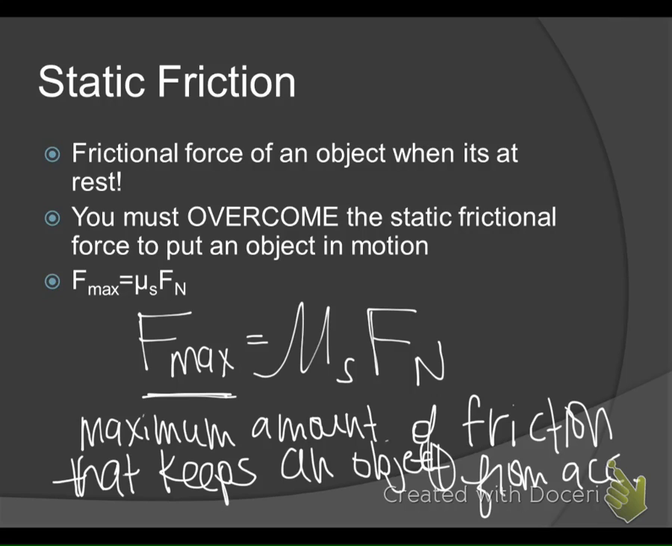So this maximum amount of static friction keeps an object at rest, or keeps it from accelerating. All right, so this is the equation. The equations look the same. You're still solving for a frictional force. This maximum right here is still a frictional force. All right?